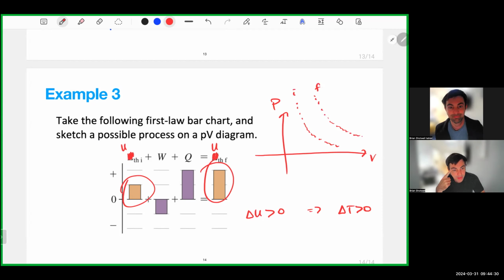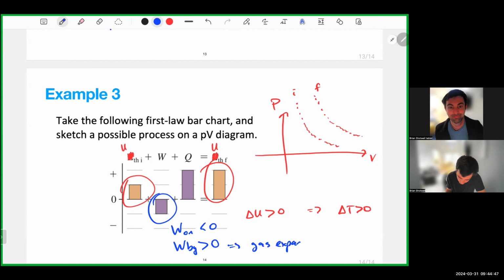And then the work is also negative. So W on is negative, which means the work done by the gas is positive, which means that the gas expands. So we need to go to a higher final volume. V final is bigger than V initial. So we need to jump from a point on this isotherm onto this isotherm and have the gas expand.